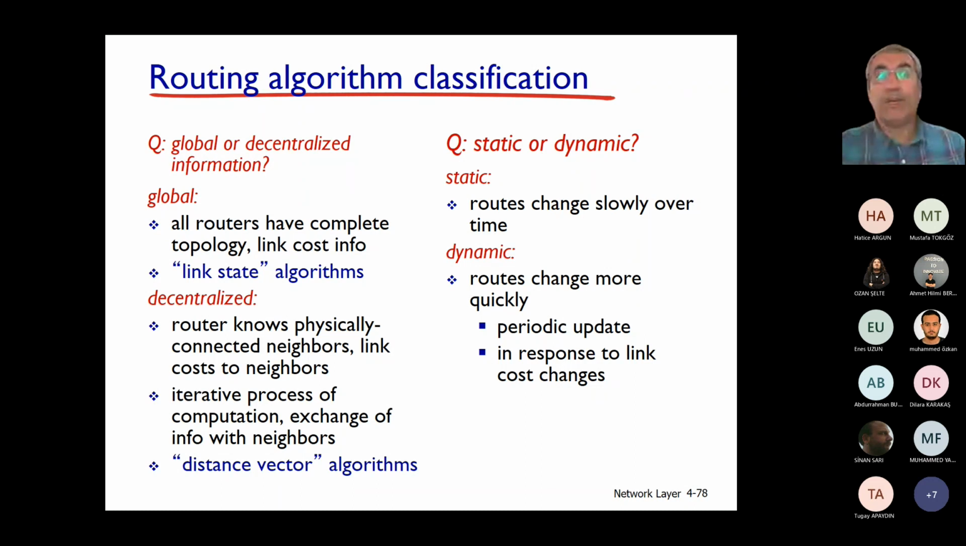And this routing information can be static or dynamic. What is static routing? The routes change slowly over time. In the dynamic case, the paths can change more quickly. That's why we need periodic updates, and sometimes the link cost can change because of a failure or other reasons. So we need to quickly respond to this change.